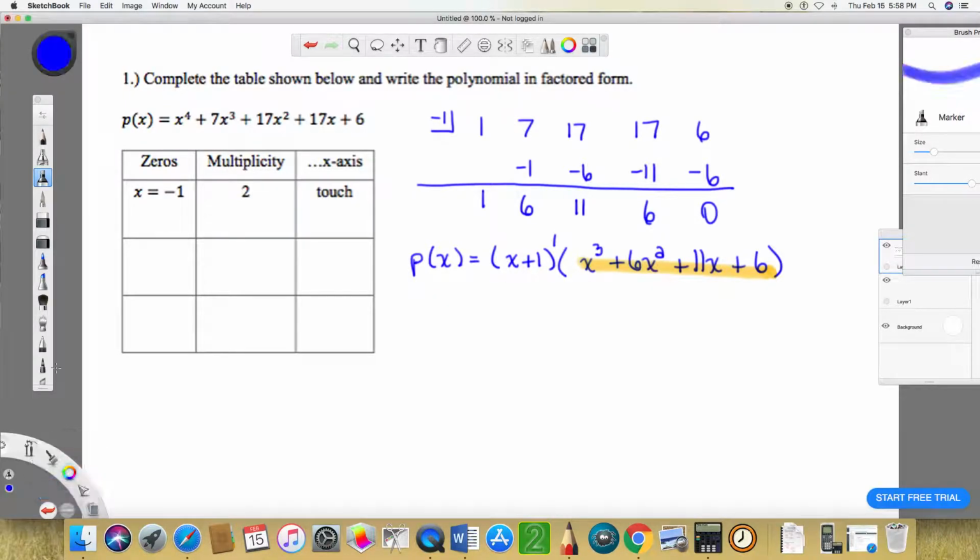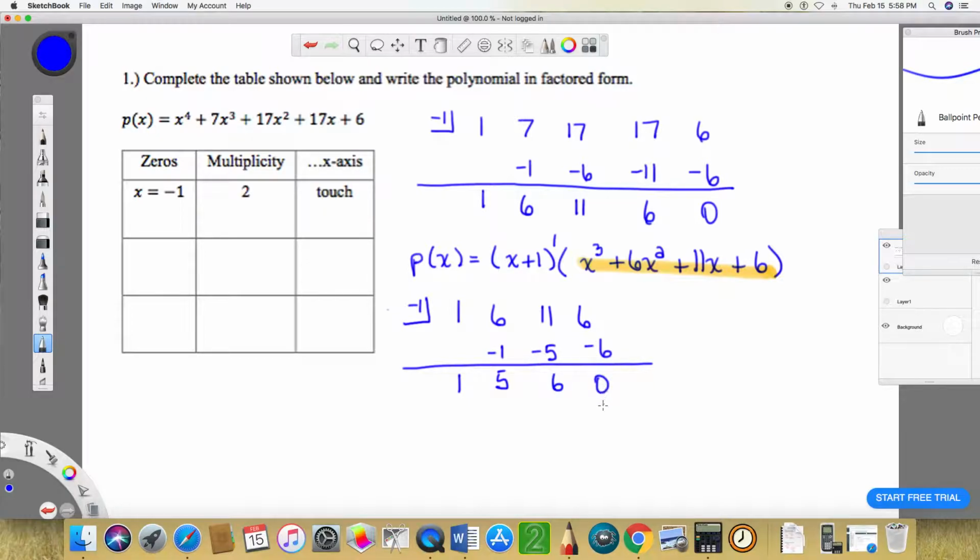So let's come in. We know that we've got this x plus 1. Let's do synthetic division on what I've highlighted there. So 3, 2, 1, and a constant. I don't have any missing terms. 1, 6, 11, 6. If it's true that this x plus 1 is also a factor of this polynomial, I should get a 0 remainder. Let's see what I get. And we do. We get a 0 remainder.